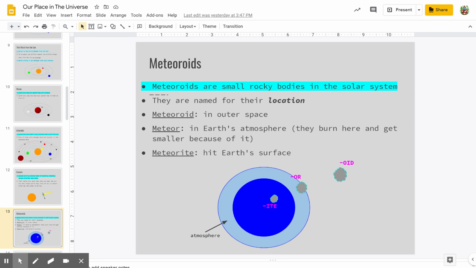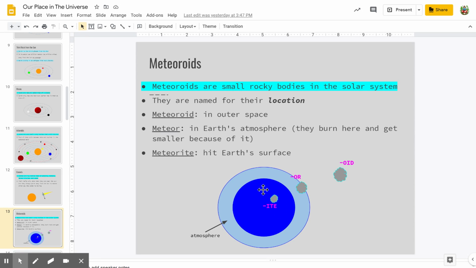All right, the next one is meteoroids. Meteoroids are small rocky bodies that are hanging out in the solar system, and they are named for their location, just like we have on this diagram down here. So a meteoroid is in outer space. A meteor has entered Earth's atmosphere, and it's going to burn in Earth's atmosphere. All right? And they're going to get smaller as they burn. And a meteorite has hit the surface of Earth.